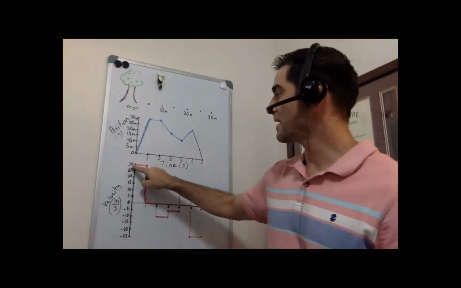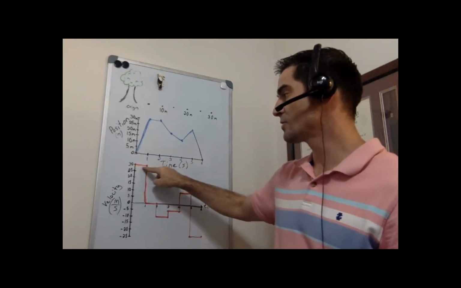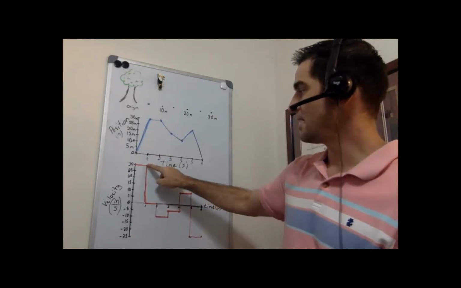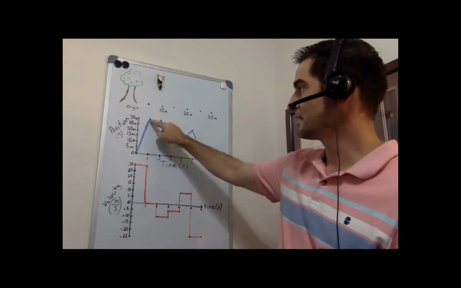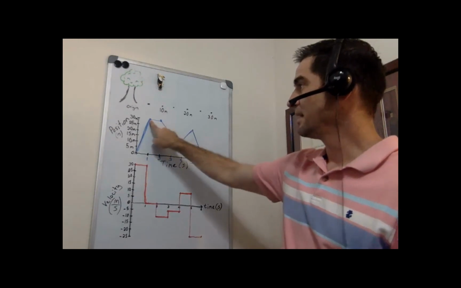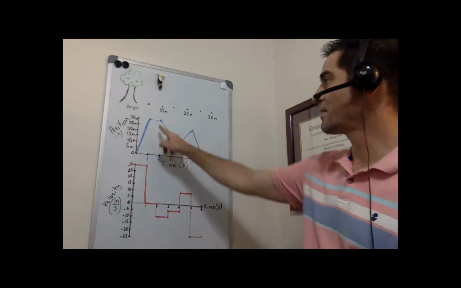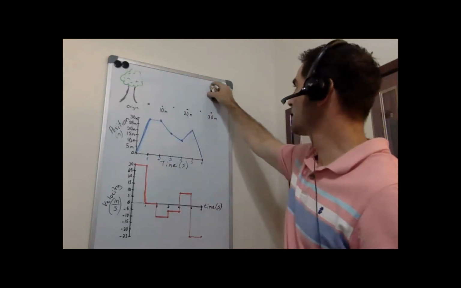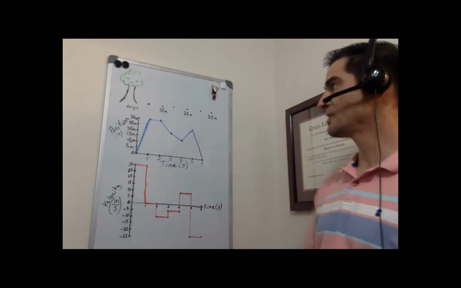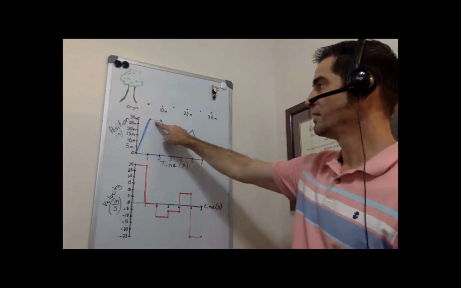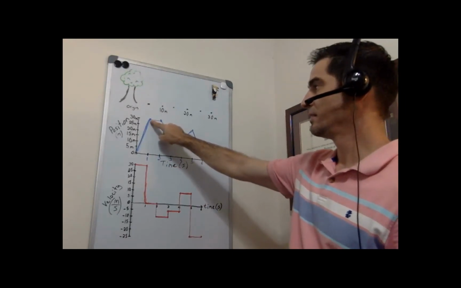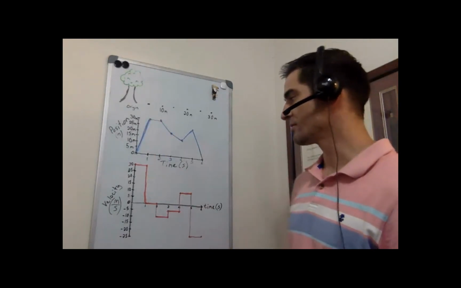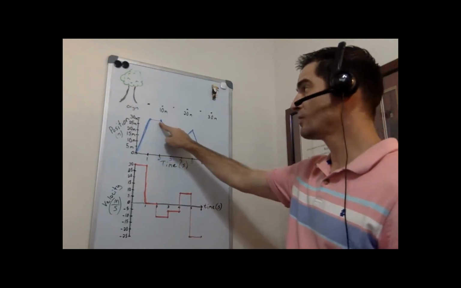He took off at a constant velocity of 30 meters per second, and then after 1 second, he stopped. Remember? He stopped moving. So he flew here and then stayed there for 1 second. So the position didn't change. From 1 second to 2 seconds, he remained at 30 meters. So there was no velocity at this point.